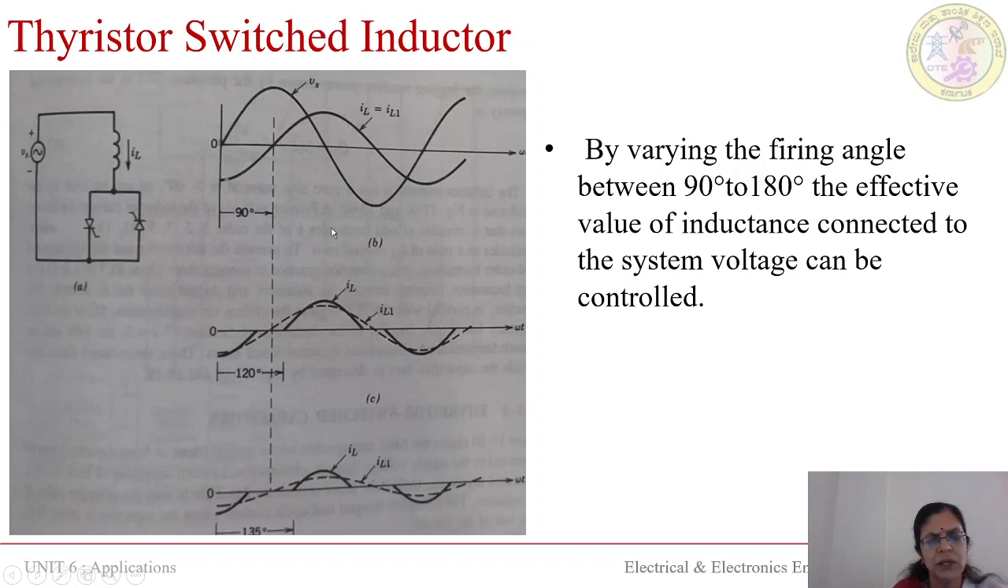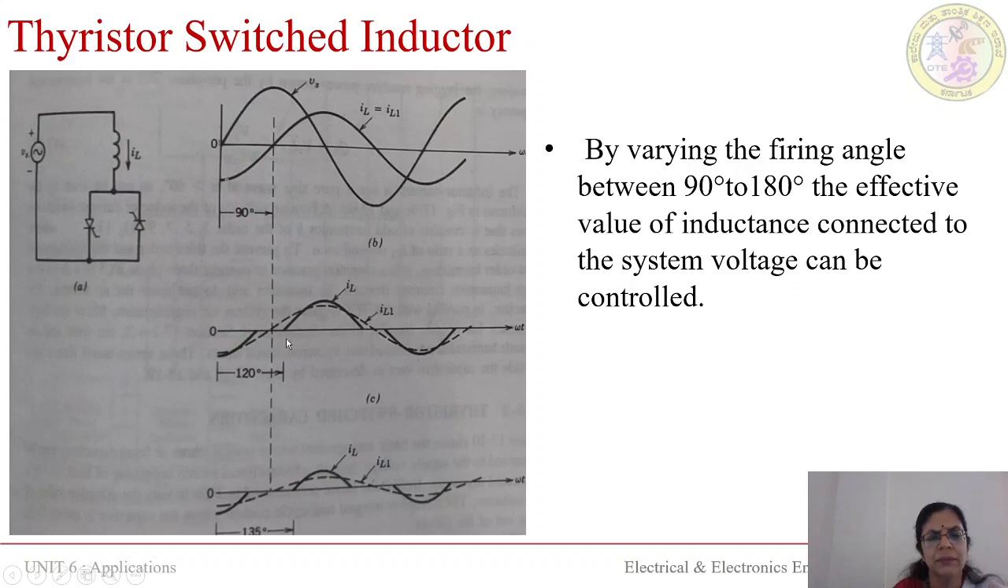Next, at 120 degrees, okay, it is clear that, so here what is happening, SCR is fired at an angle of 90, and the conduction angle is another 90 degrees. So now the current value is this much, the current due to the inductor. Now what happens if you increase the firing angle alpha?